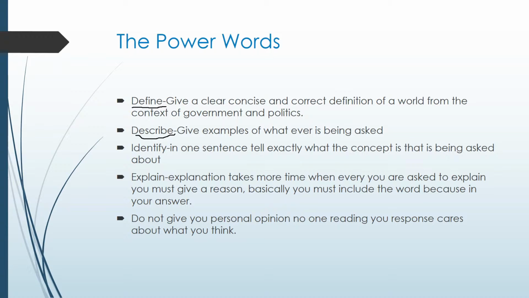If you're asked to describe, give examples of whatever is being asked. If they ask you to identify, give a 1-sentence, very precise and exacting response to whatever is being asked to be identified. Explain takes a little bit more time. When you're asked to explain, you need to take time. You need to identify, or define, and then you need to always give a because. Why did this happen? Why is this connected? Remember, don't give your personal opinion. No one reading the essay really cares what you think.